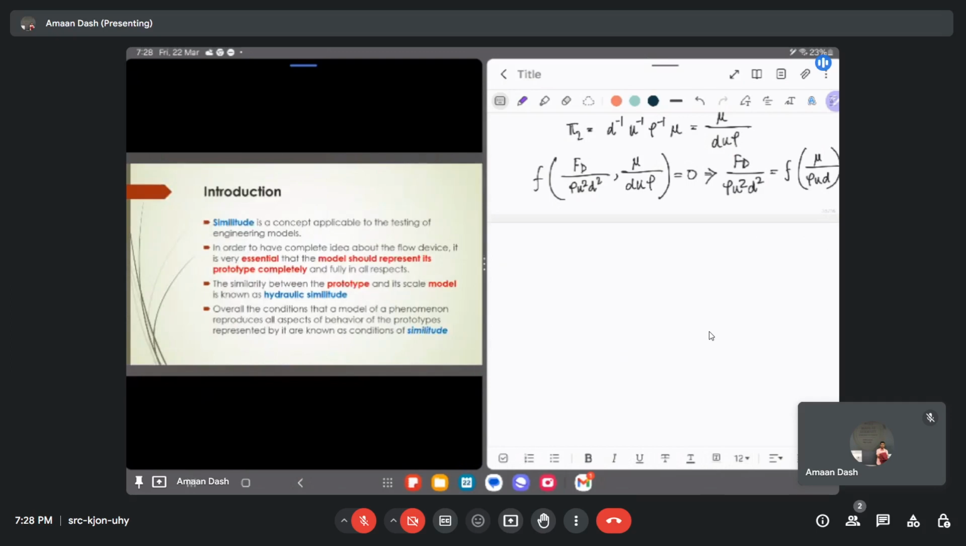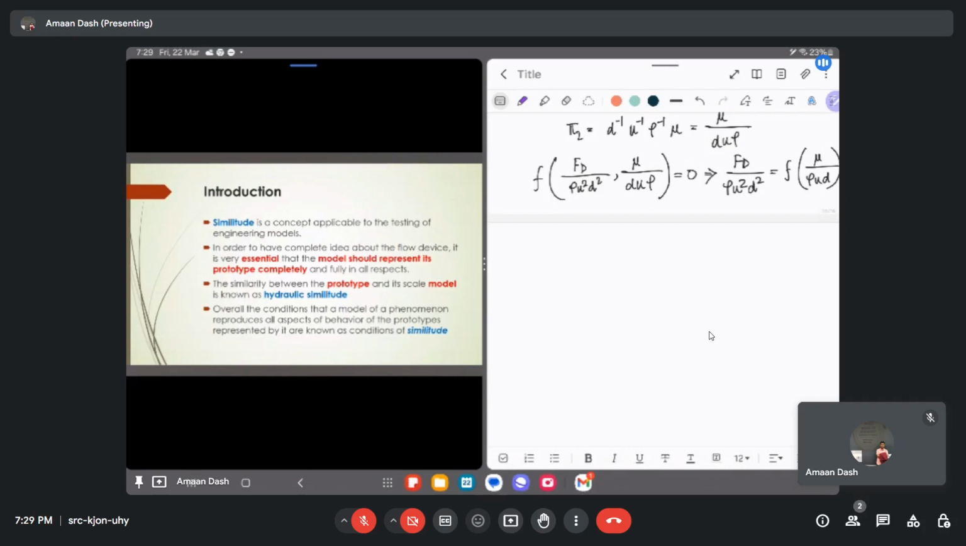So similitude is a concept that is applicable for testing engineering models. Say, for example, we have a large system where we cannot perform any work. So what we do is we create a small model and we do all different types of tests on that model, and then using these dimensionless groups or the non-dimensional numbers, we expand those concepts to the real-world prototypes. Okay.